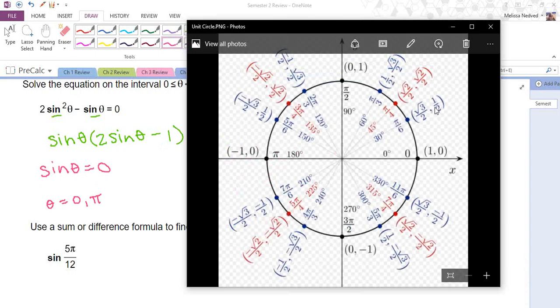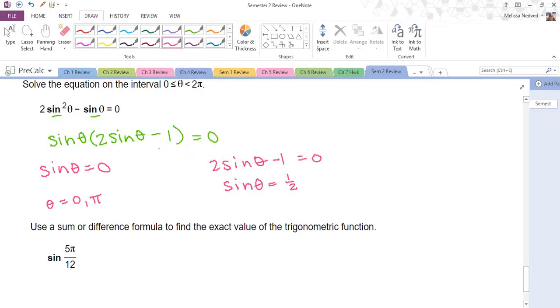So again, if you need to, go ahead and reference your unit circle. Where is y positive 1/2? Well, right here at pi over 6 and over here at 5 pi over 6. So theta is also equal to pi over 6 and 5 pi over 6. So I do have 4 answers here. That's okay, that happens. Just include all 4 in your solution.